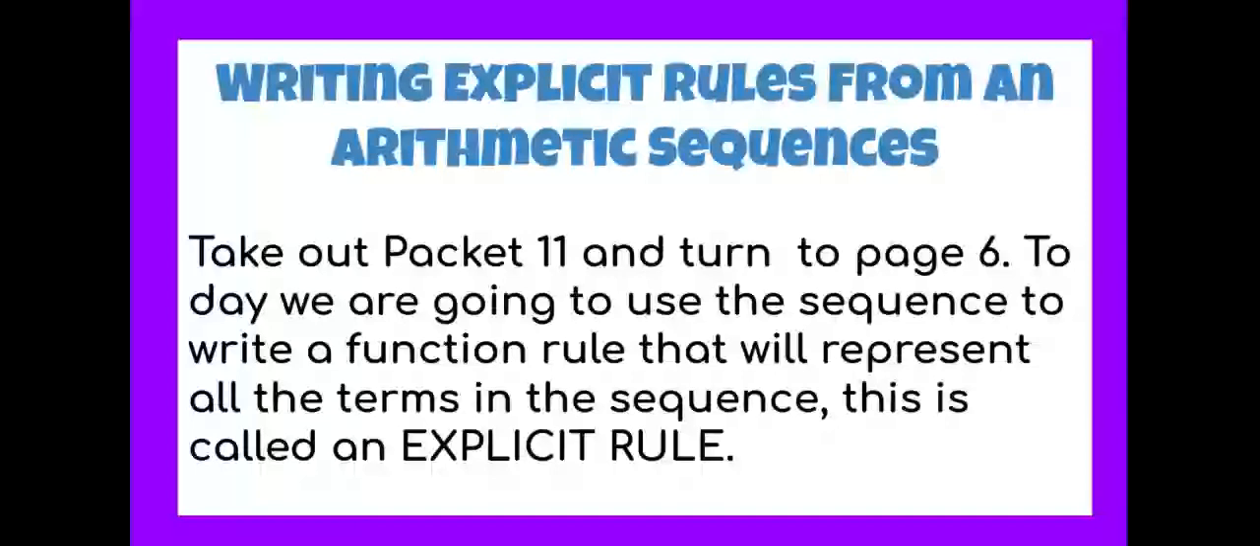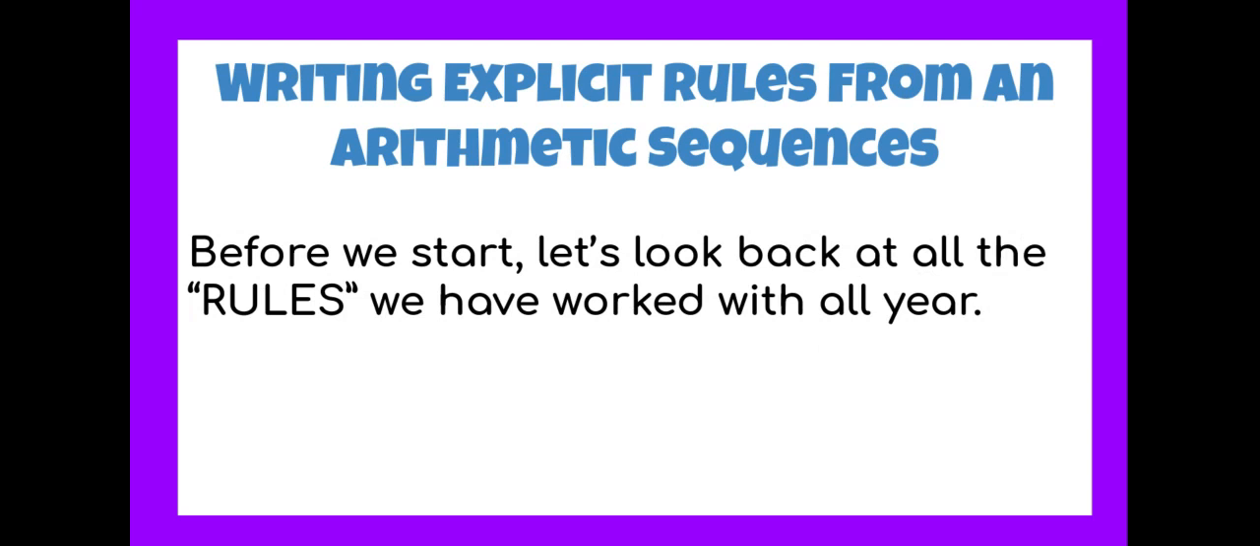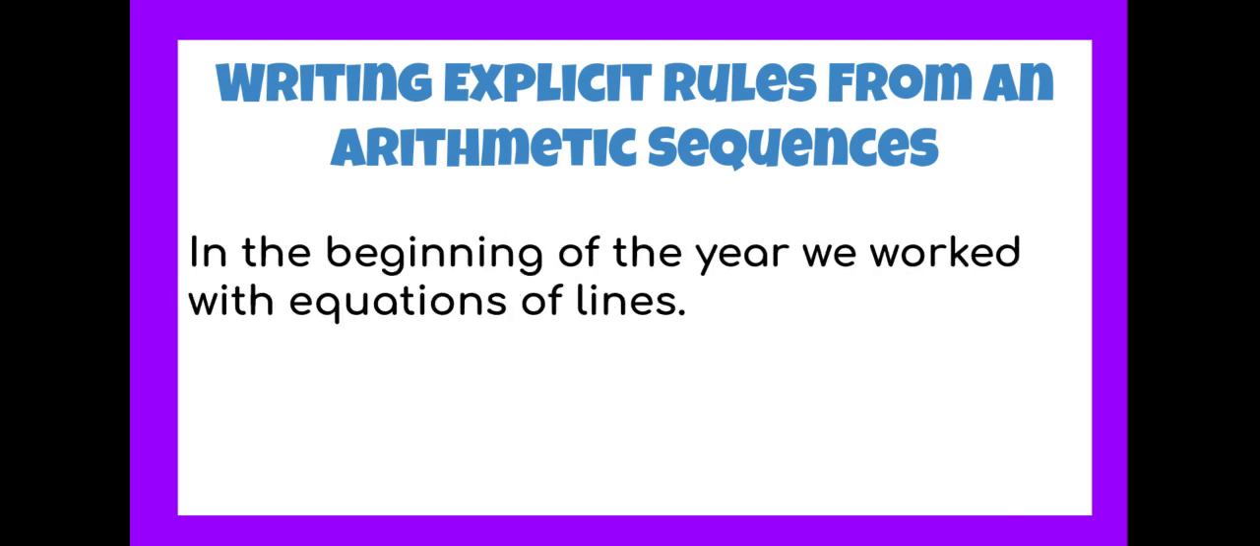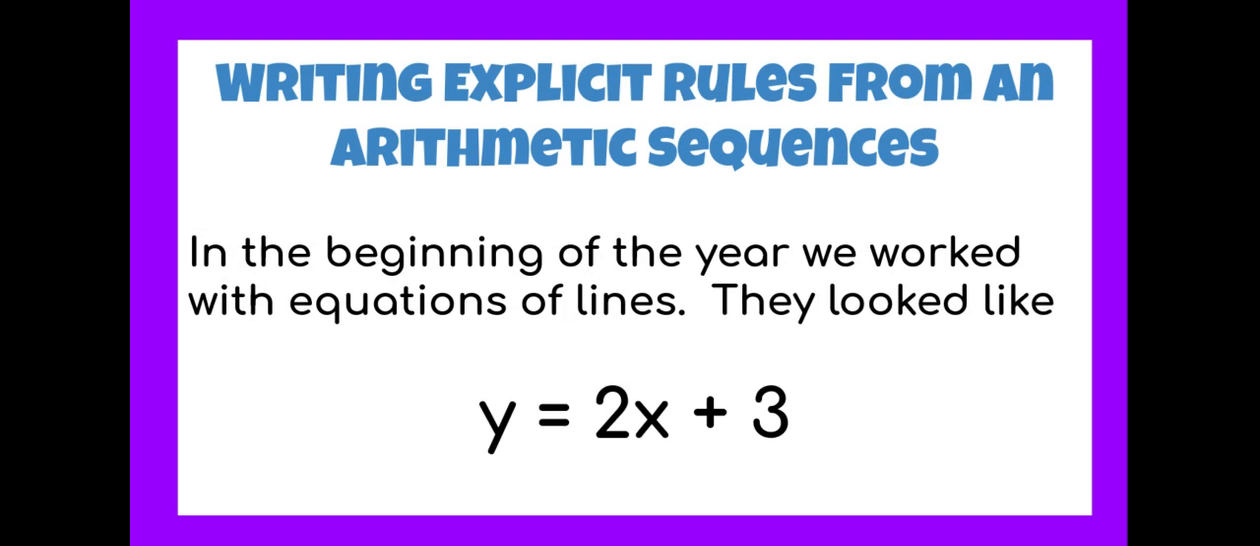And today we're going to use this sequence to write a function rule that will represent all the terms in the sequence. And this is something we call an explicit rule. Before we start, let's just look back at all the rules we've been working with all year. So back in the beginning of the year, we worked with equations of lines. And they look something like that. That was a rule that told us a certain input has a specific output, and each of those inputs and outputs formed a line. And that was the rule for an equation of a line.